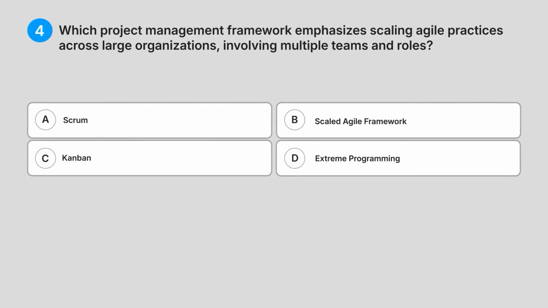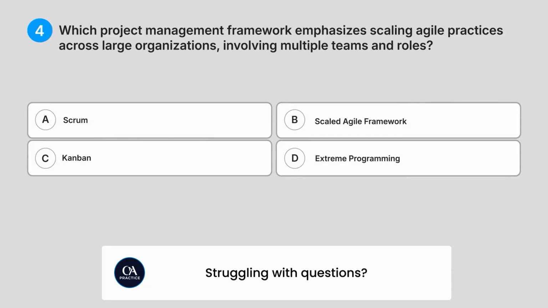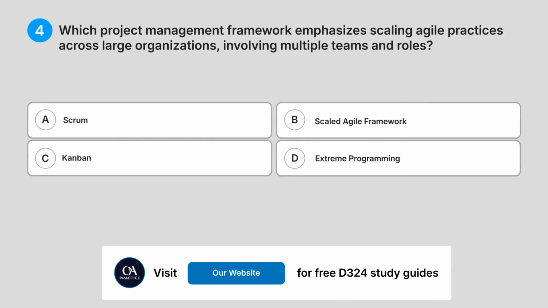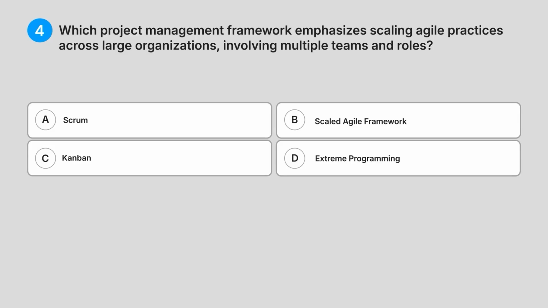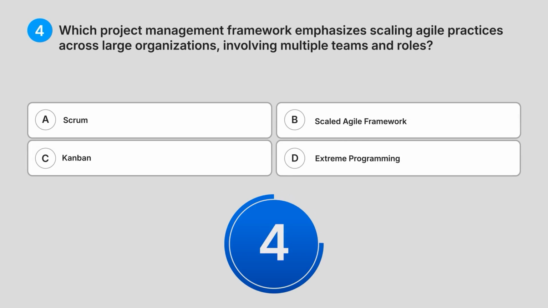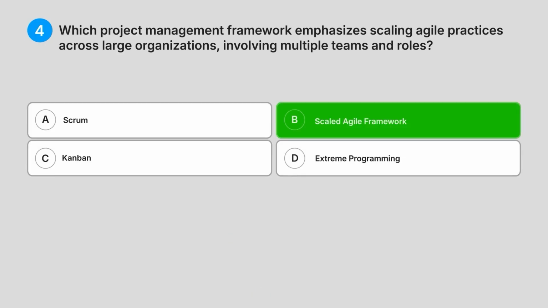4. Which project management framework emphasizes scaling Agile practices across large organizations involving multiple teams and roles? A. Scrum. B. Scaled Agile Framework. C. Kanban. D. Extreme Programming. What do you think is the answer? Correct answer, B. Scaled Agile Framework.